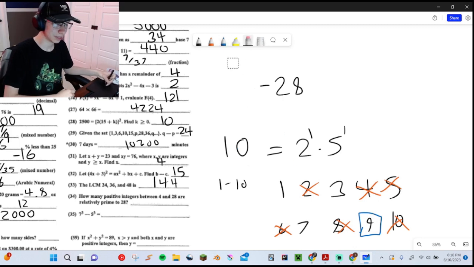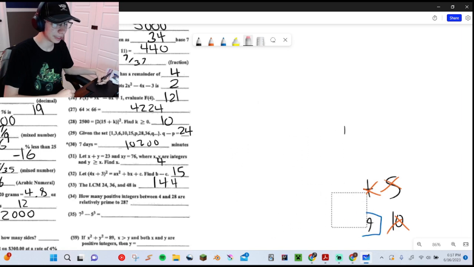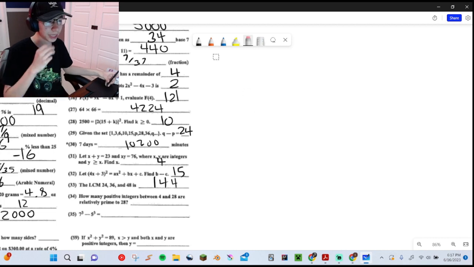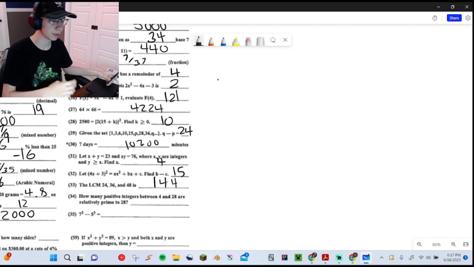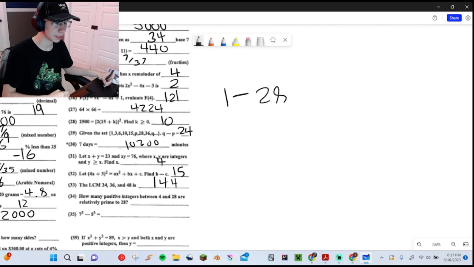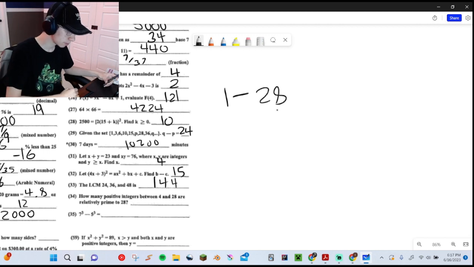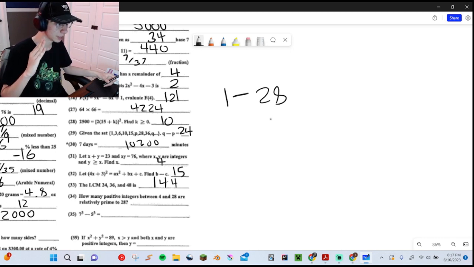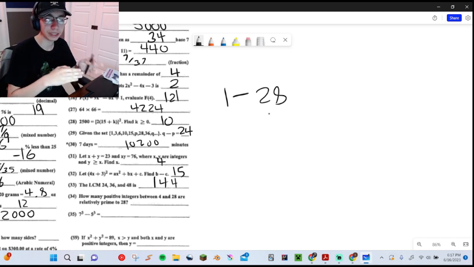But we don't want to count. It's tough to manually count, especially for bigger numbers. So we use a trick to count how many numbers are relatively prime. And this trick only works when counting the numbers between 1 and the number itself. And then we'll account for that at the end. But right now, let's answer the question: how many positive integers between 1 and 28 are relatively prime to 28?